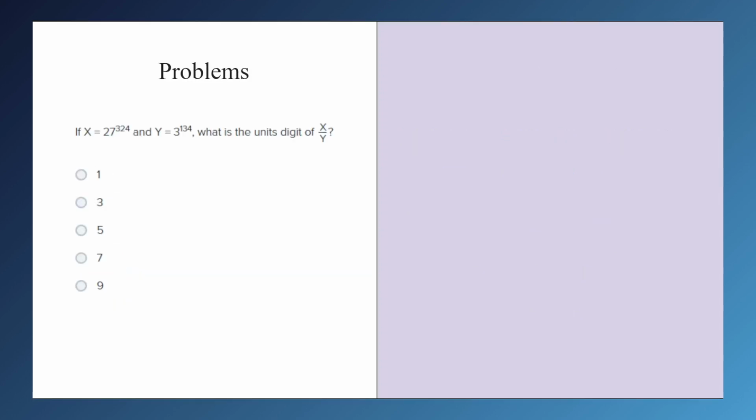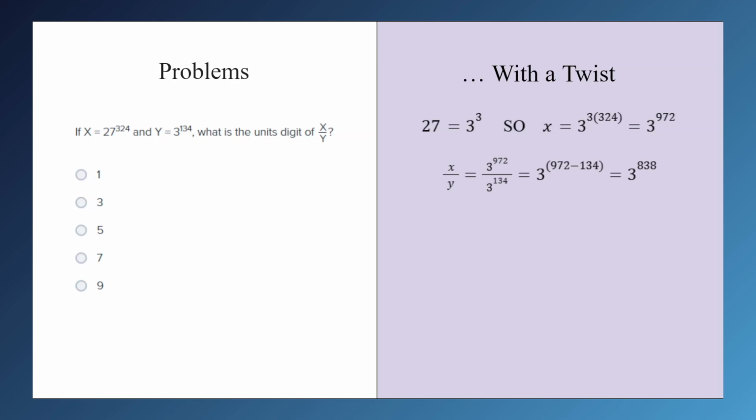Next problem. Here we have it. Seems kind of tedious, I think we can all agree. But notice 27 is 3 cubed, so x really equals 3 cubed to the 324, or 3 to the 972. Now that we've got the same base, we can subtract the exponents and get 3 to the 838. Well, that's still a lot of math, but we actually only need the units digit of x over y, and there are often patterns in units digits for exponents. So let's see if we can find one here.